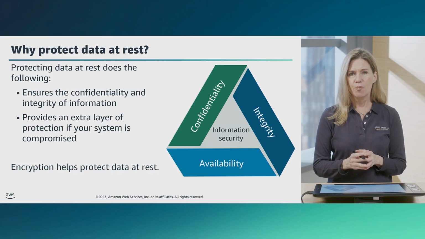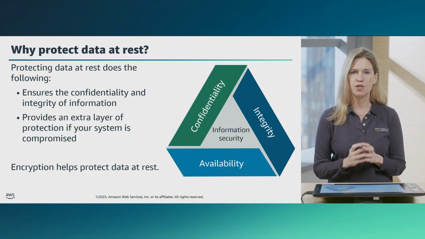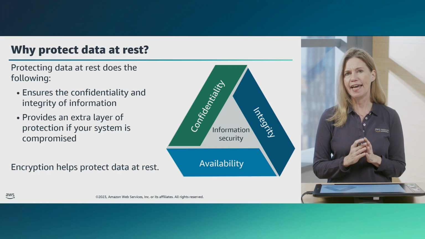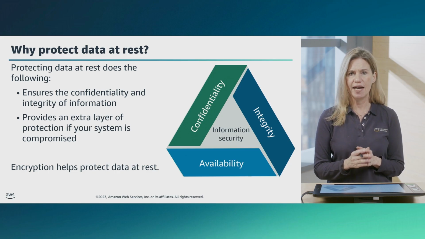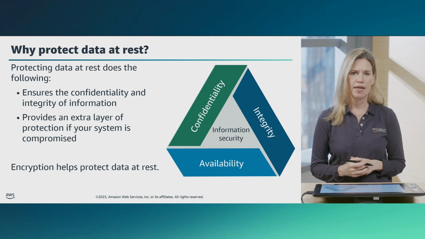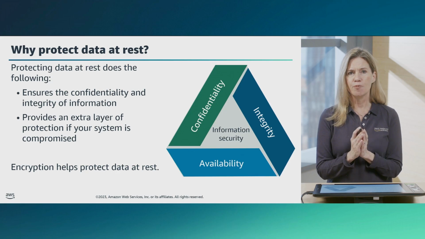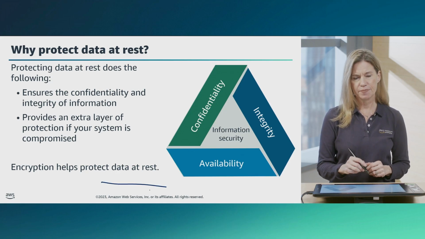This section focuses on encrypting data at rest using the AWS Key Management Service, or AWS KMS. Protecting data at rest is important for ensuring the confidentiality and integrity of information, and it provides an extra layer of protection if your system access has been compromised. Encryption is a key method for protecting data at rest.